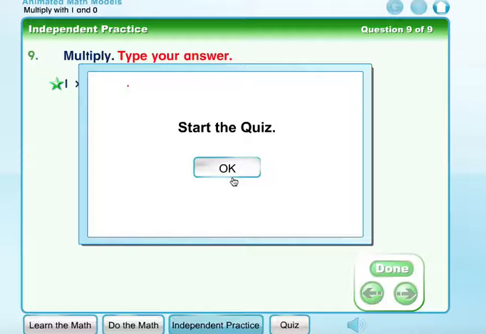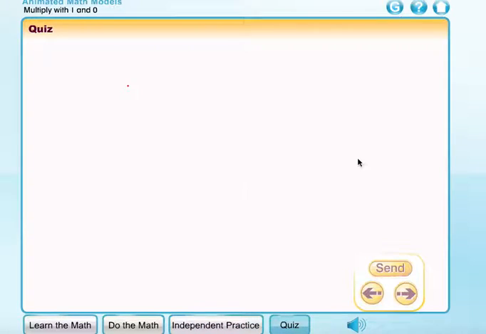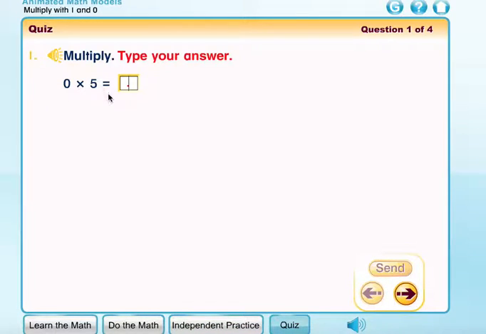Ooh, quiz time, guys. I hope we're ready. Multiply. Type your answer. 0 times 5. Any number times 0 is 0. Any number times 1 is the other number. The other number is 3.